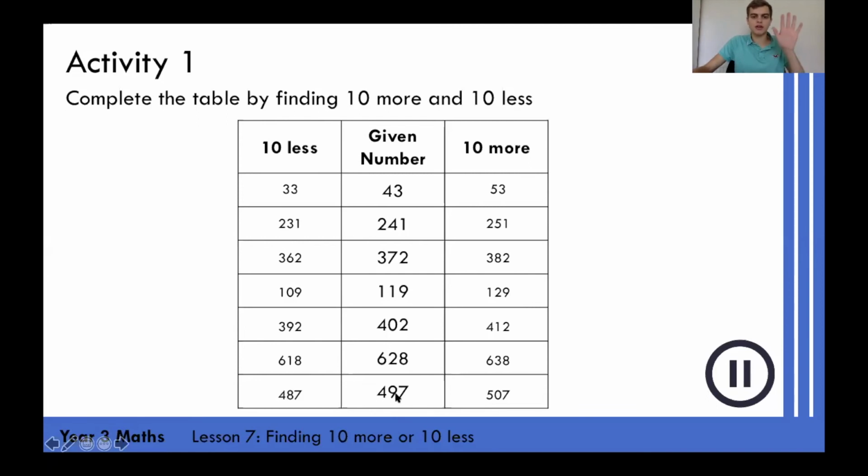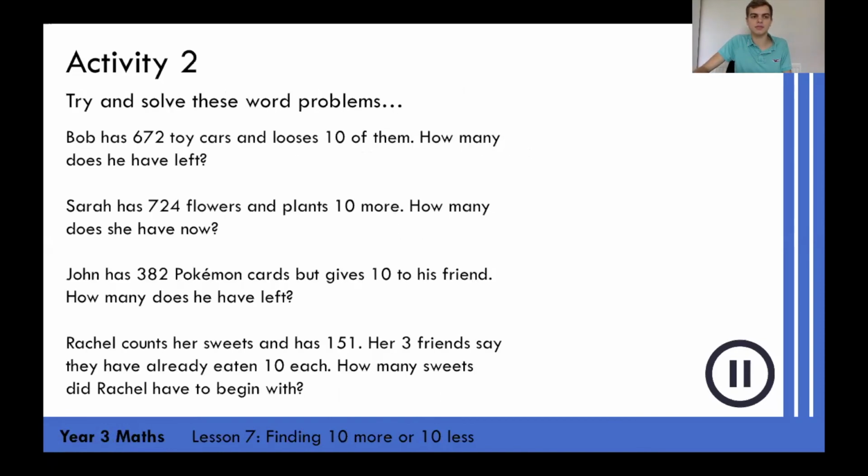And let's look at the bottom one. 497. I've got 9 tens in this number. I'm going to take one away to find 10 less. I've got 8 tens, 487. And I'm adding 10. This is where, if I had 9 tens and add 1 ten, I get 10 tens, and I can exchange all of those tens for one lot of 100. So now I've got 500 instead of 497. Well done for having a go at those.